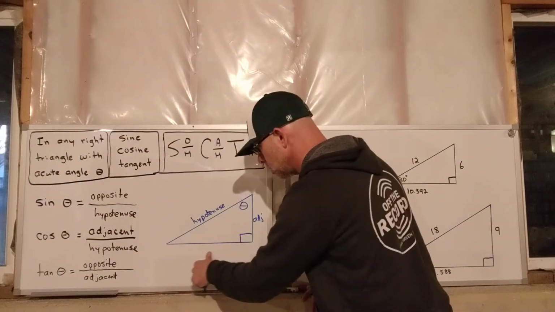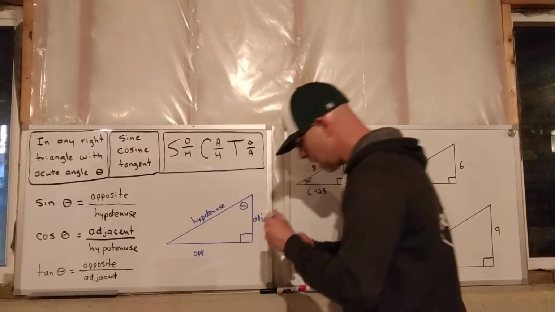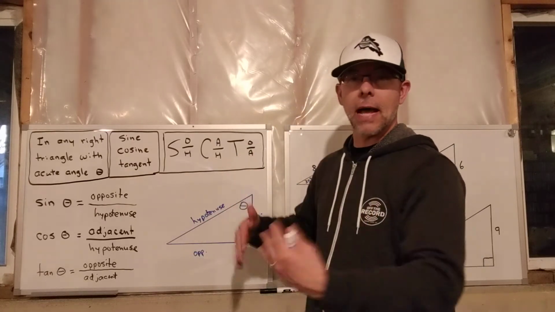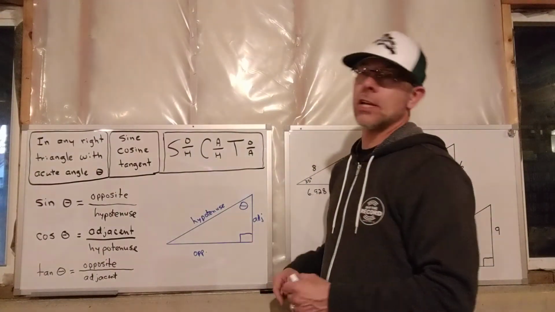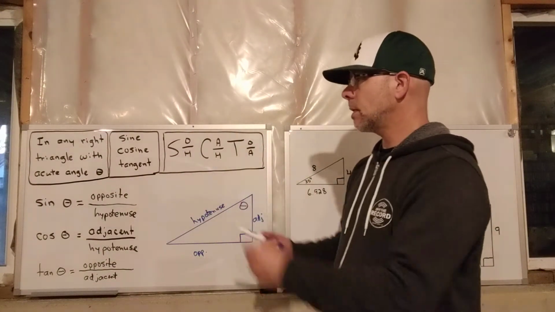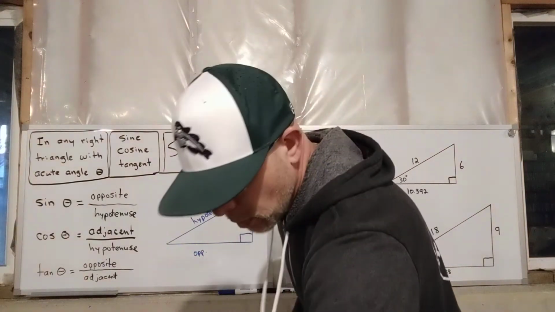And this would have to be the opposite. And that is the one that's across from and not touching the theta. It's not part of this angle. The hypotenuse and the adjacent are. So that's a little bit of the labeling scheme. Now, here's what's important about that.